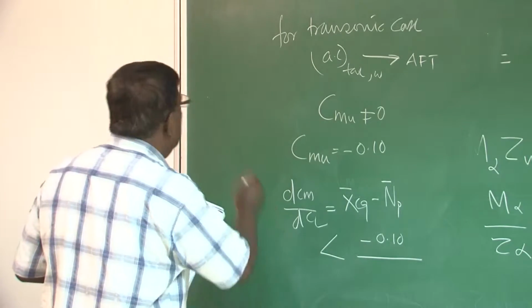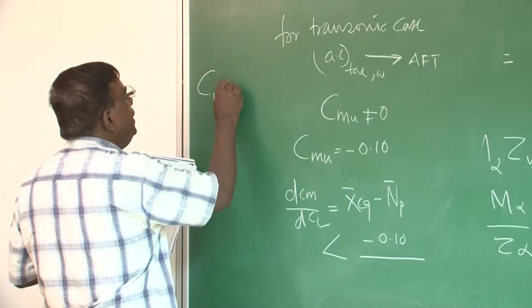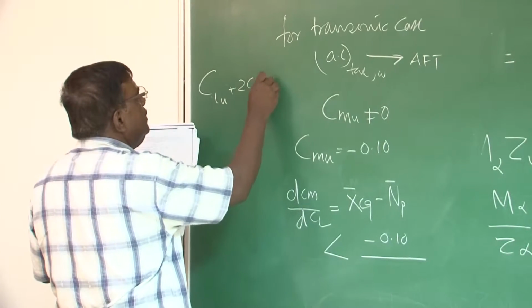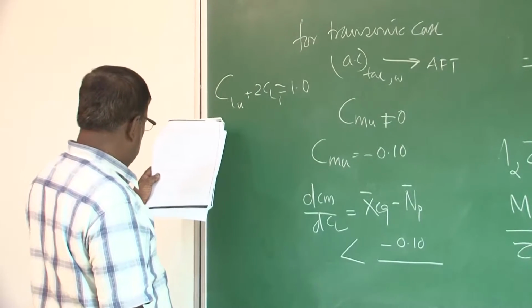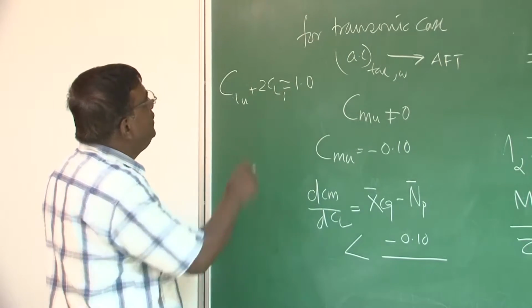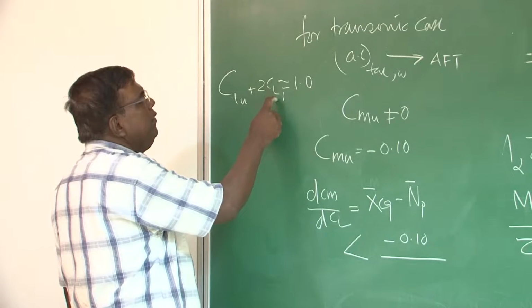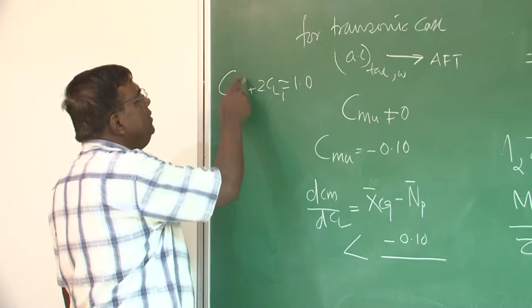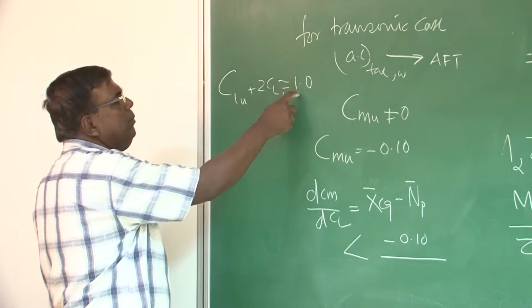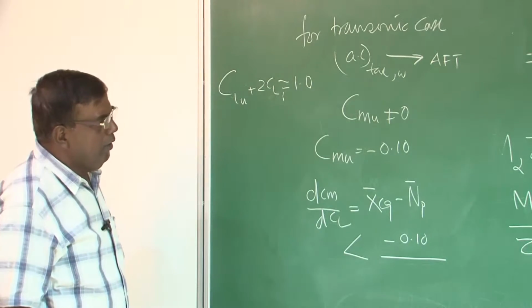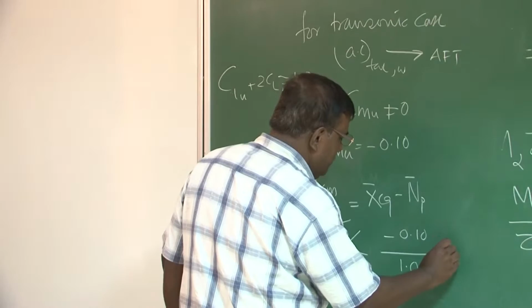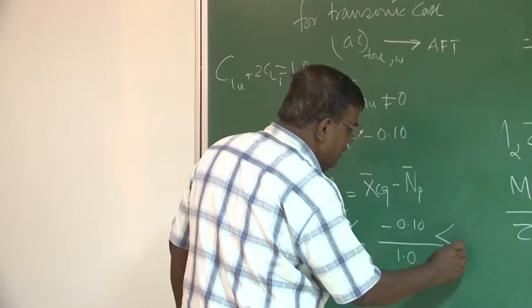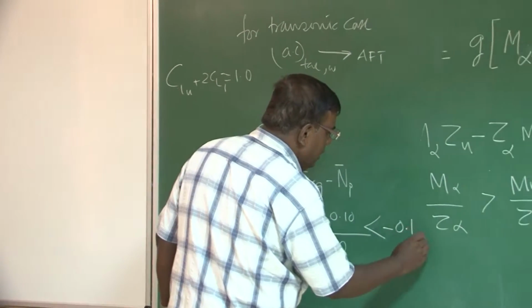Let's say CLU plus 2CL1 is typically 1.0. Right? You can see that if I am flying with the CL 0.5, the 2 into 0.5 becomes 1. CL is very small, so it's not a bad approximation to take this value as 1.0. So I put it as 1.0. So this becomes, it should be less than minus 0.1.